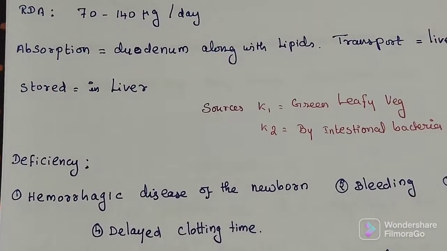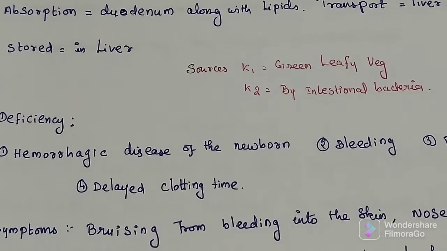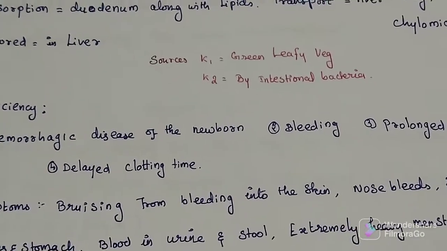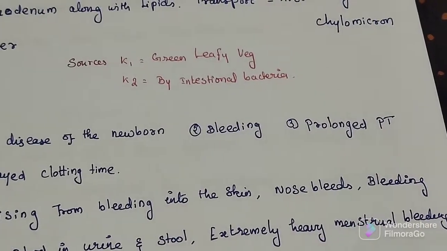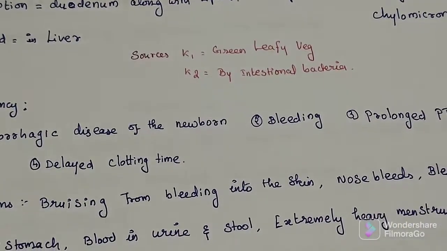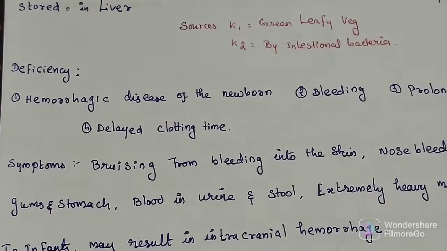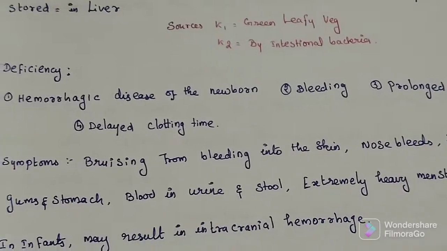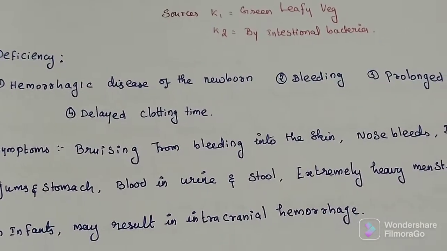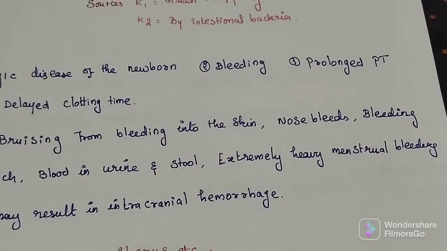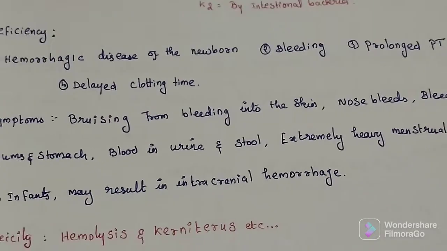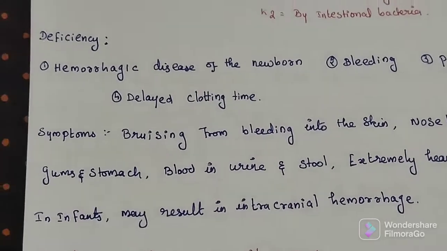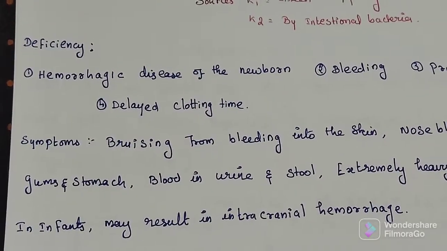Now coming to deficiency manifestations, it leads to hemorrhagic disease of the newborn. It causes bleeding, prolonged prothrombin time, and delayed clotting time. Symptoms include bleeding into the skin, nosebleed, bleeding gums and stomach, blood in urine and stool, and extremely heavy menstrual bleeding. Infants may suffer intracranial hemorrhage. These are the symptoms of vitamin K deficiency.